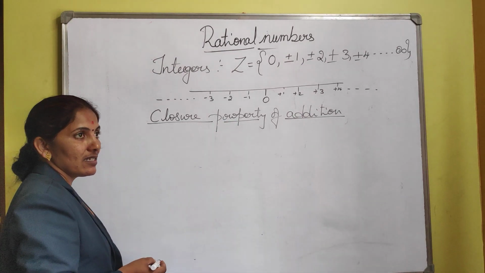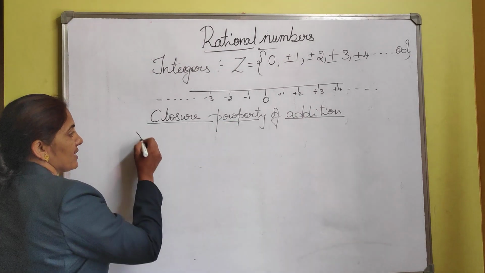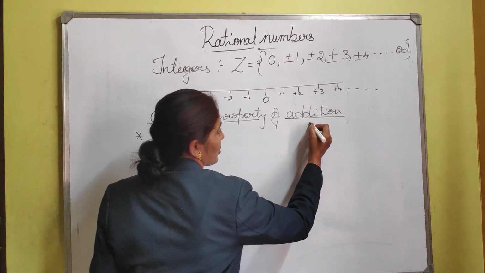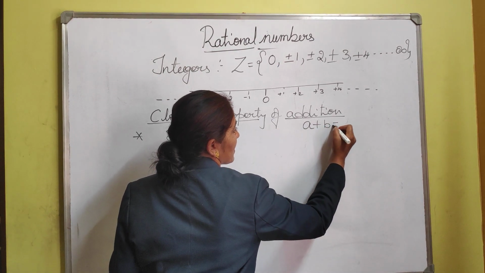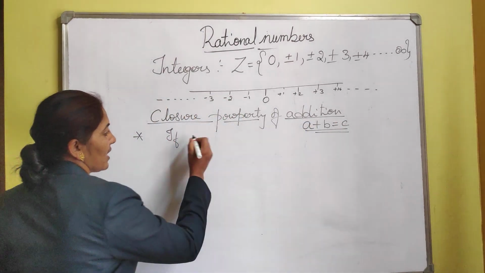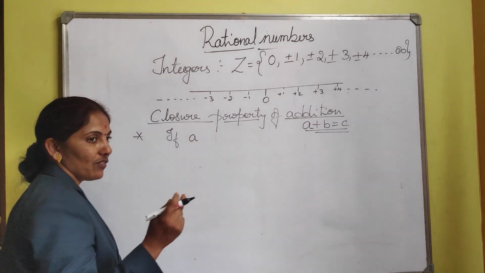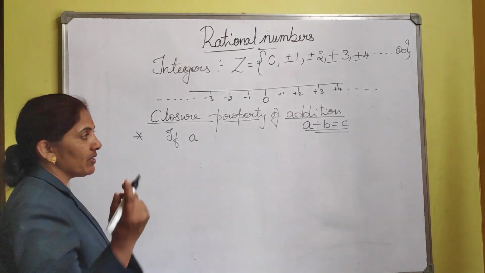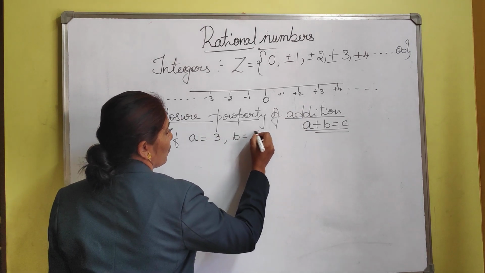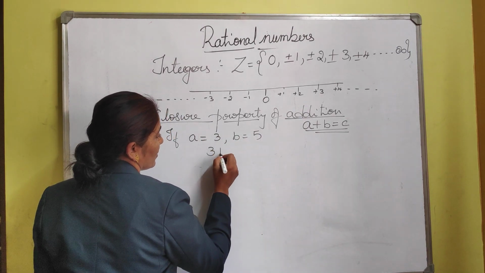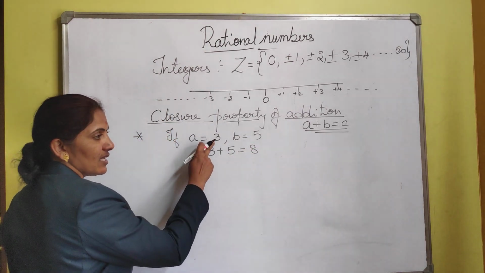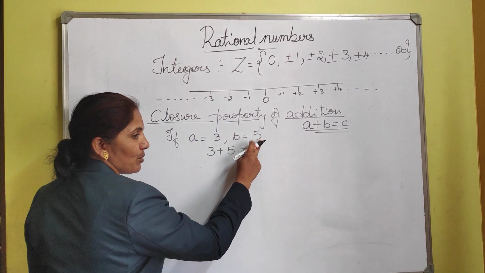Let us consider a few examples. What is the closure property? A plus B is equal to C. I'll consider the values of A and B as positive integers. Say A is equal to 3 and B is equal to 5, I get 3 plus 5 is equal to 8. You can see 3 is a positive integer, 5 is a positive integer.